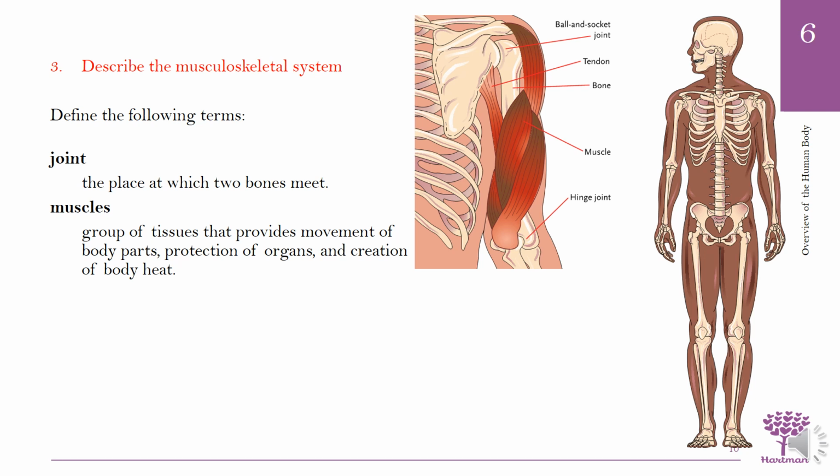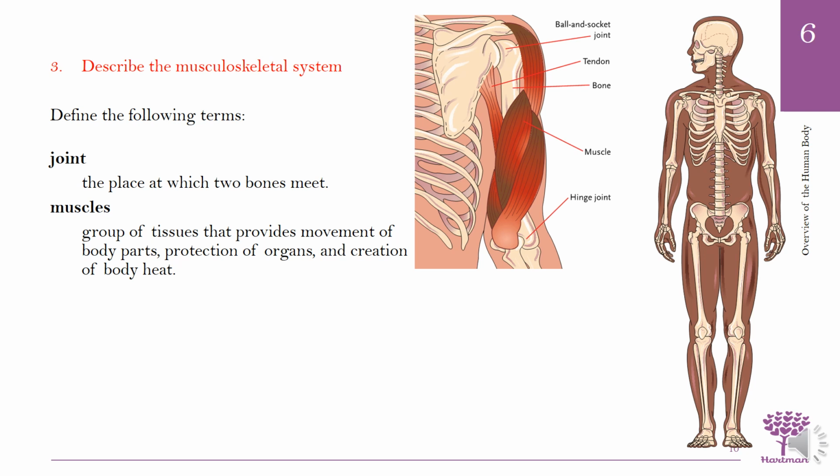Other joints permit movement in one direction only. The hinge joint is another example of a synovial joint, like the hinge of a door. A hinge joint permits movement in one direction only. The elbow and knee are hinge joints. They bend in only one direction.